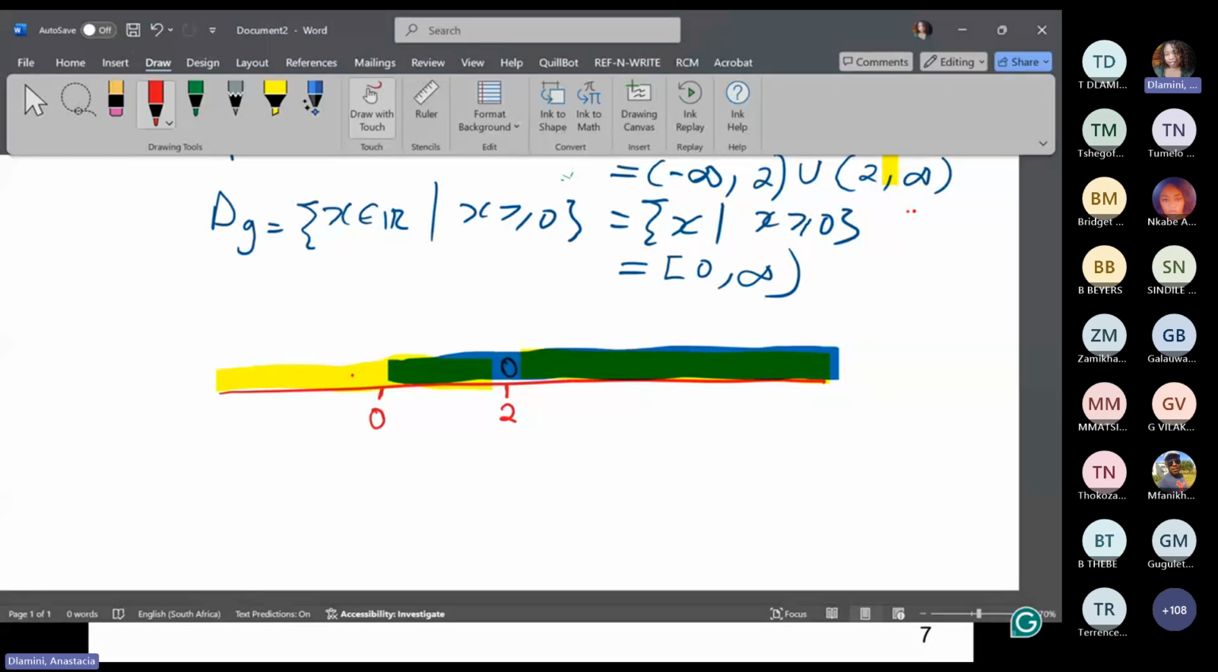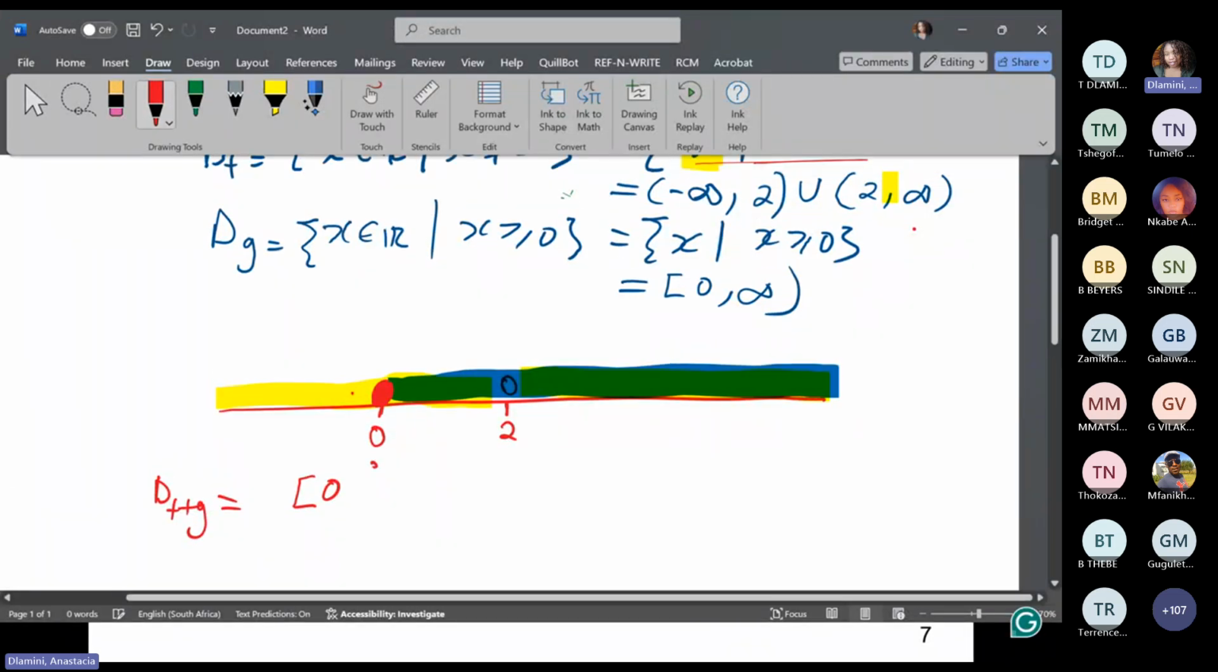But now, before we do 0 to 2, we forgot something. Is 0 included or not? Included, ma'am. 0 is included. Yes, 0 is included. Do you see that? So meaning that it's from 0 to 2, so we include 0. So the domain of f plus g is equal to, we include 0 to 2.